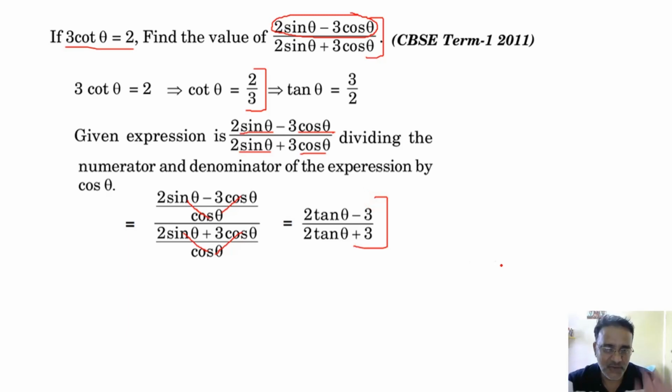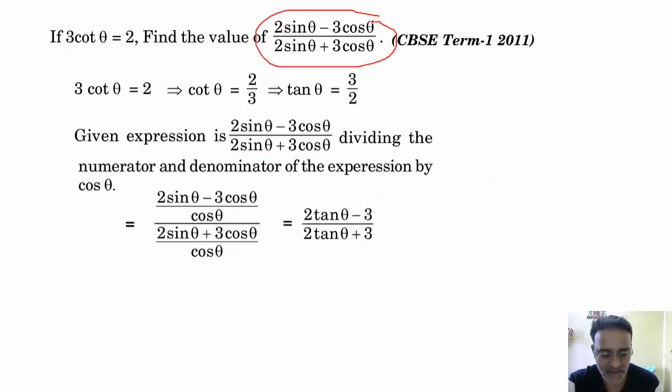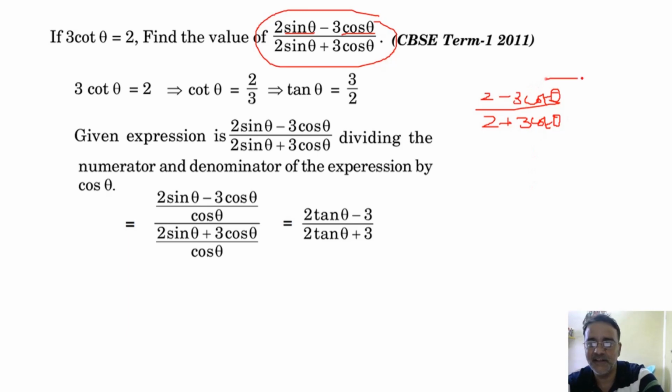Now, this question can be done in this way also. You can divide it by sin theta also. So if you divide this expression by sin theta, you will get here 2 and you will get here cot theta. So 2 minus 3 cot theta in the numerator. And what will you get in the denominator? 2 plus 3 cot theta. So you can do it this way and also that way. Now you can substitute the value of cot theta in this expression without converting into tan theta. Right? This is one way and this is another way.